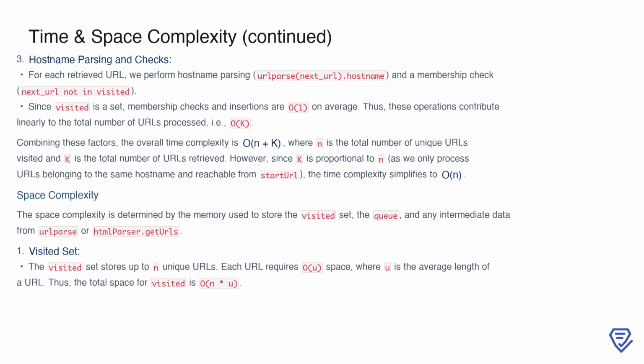For space complexity, the primary factor is the memory required to store the visited set, the queue, and any intermediate data from parsing URLs or fetching them. Starting with the visited set, it stores up to n unique URLs, and each URL requires O(U) space, where U is the average length of a URL. Therefore, the total space for the visited set is O(n * U).